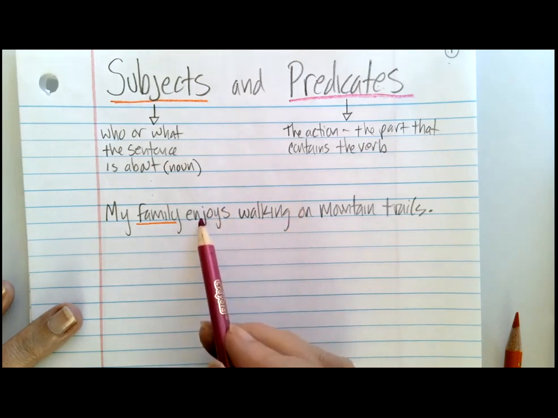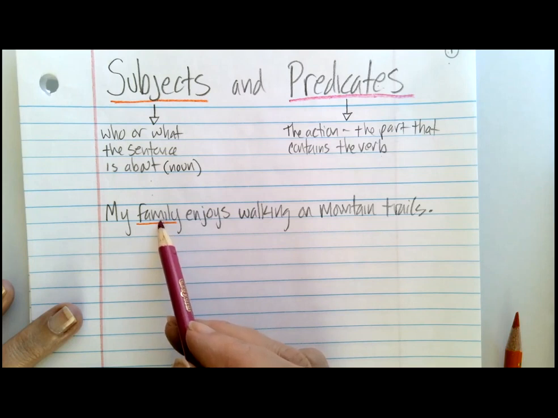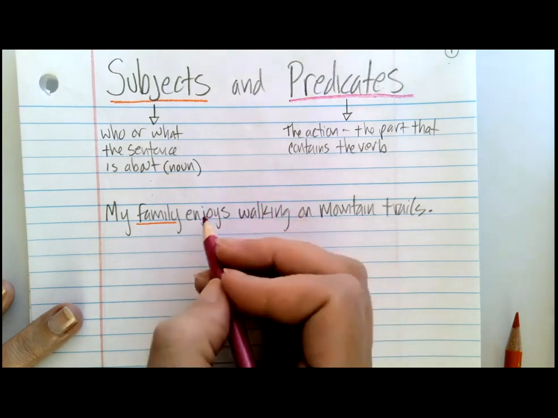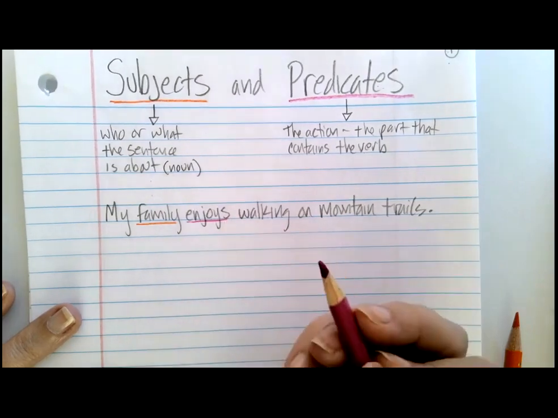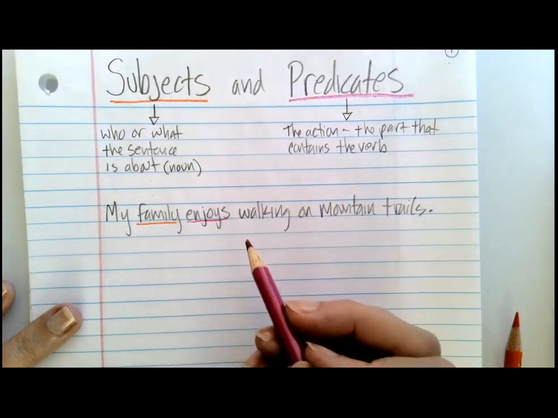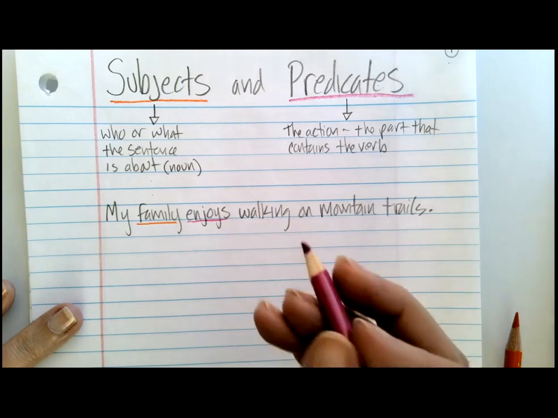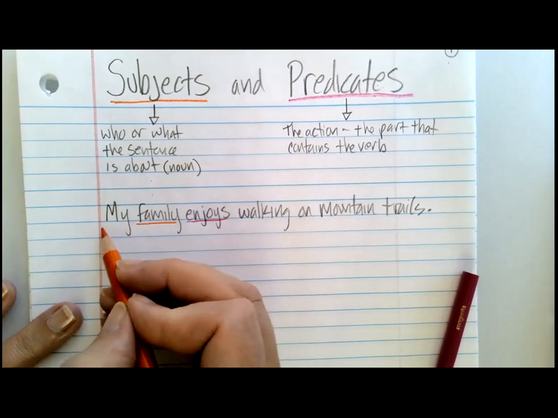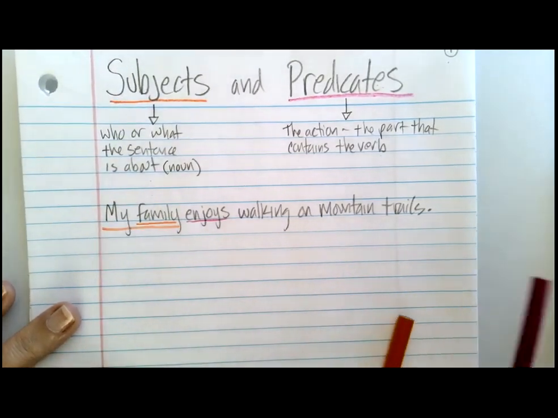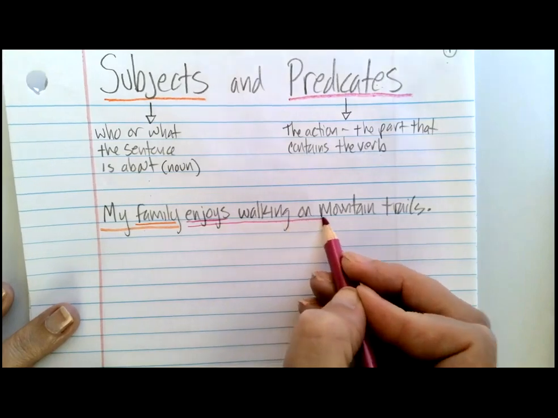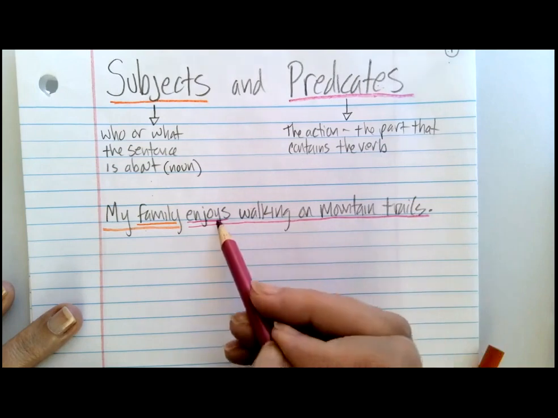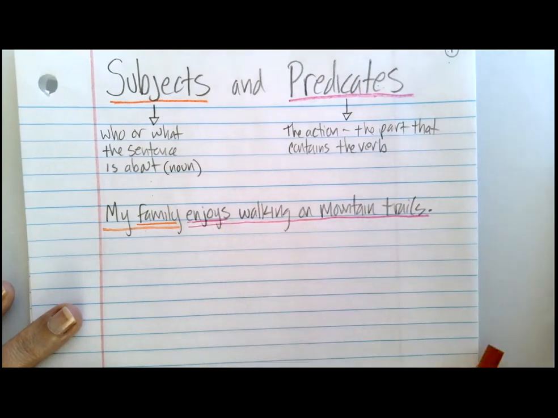Well, we know that the subject is family. Then what is the action of the family? Well, the family enjoys. What are they doing? They enjoy. Okay, so that is going to be our simple predicate. Now let's go ahead and draw our double line. So my family is the complete subject and enjoys walking on mountain trails. That would be our complete predicate. It's what encapsulates our simple predicate.